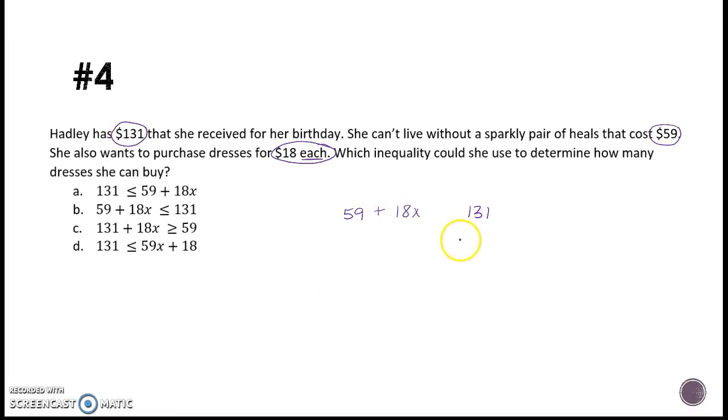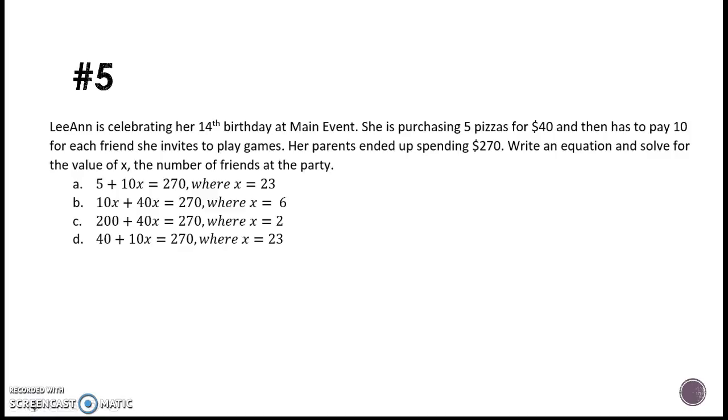All right, so it comes down to our inequality sign. So think about, can she take with her and spend exactly $131? Can she spend more than $131? Can she spend less? All right, so you guys should be able to fill in your inequality sign and match it with the equation. Now, don't forget, if you have your total on the other side, you're going to have to rearrange your sign.